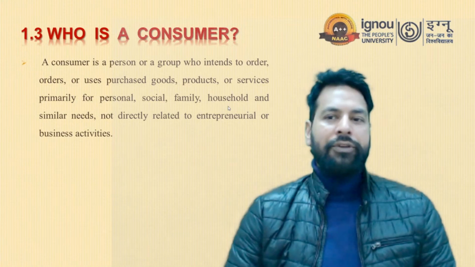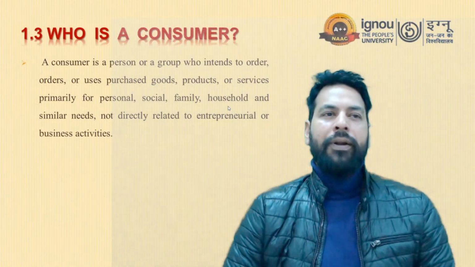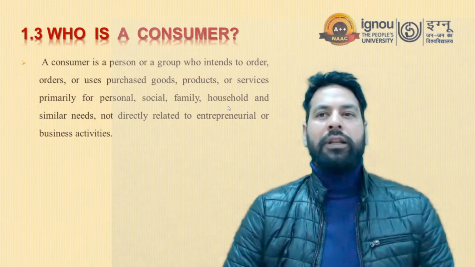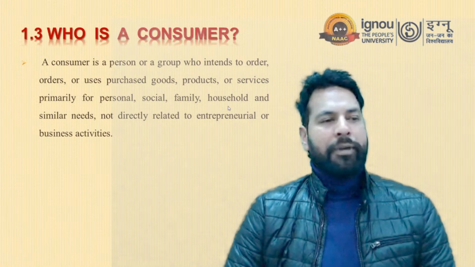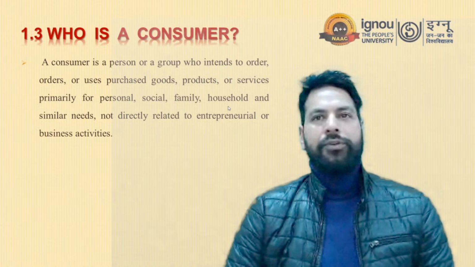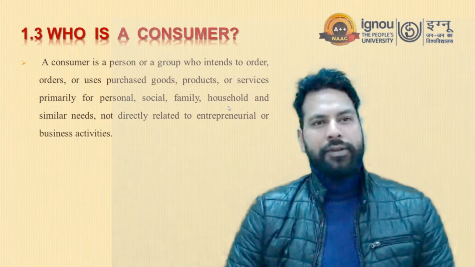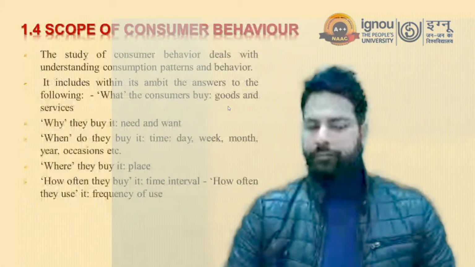I buy a thing and then I use it, consume it. I become both customer as well as consumer. But if I buy something, let's say for my mother, so I become the customer and the mother becomes the consumer. So this is the basic definition of a consumer. Okay, we'll move. Now scope.